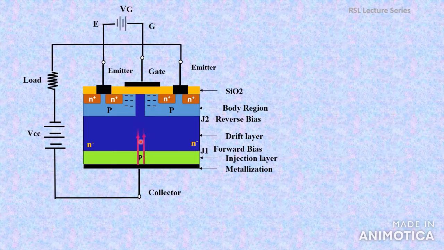So the current will flow through the device from the P plus region through this channel, as in the case of a MOSFET. Now the device is said to be in the on condition.